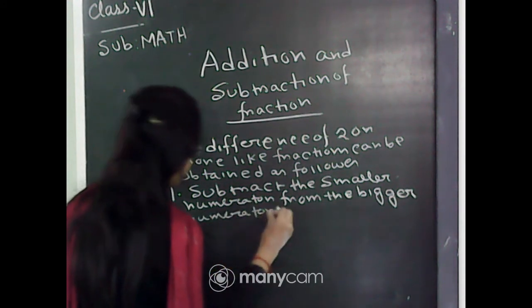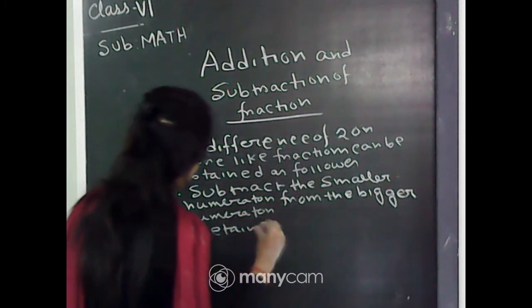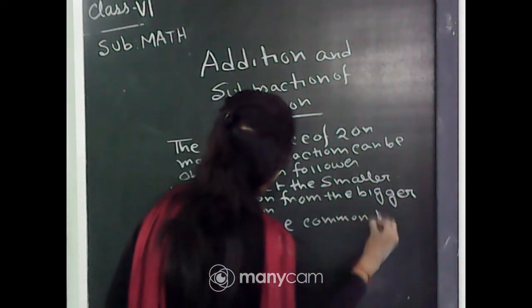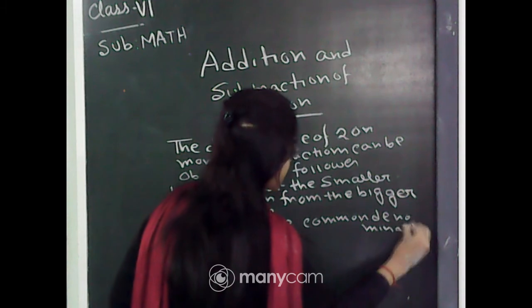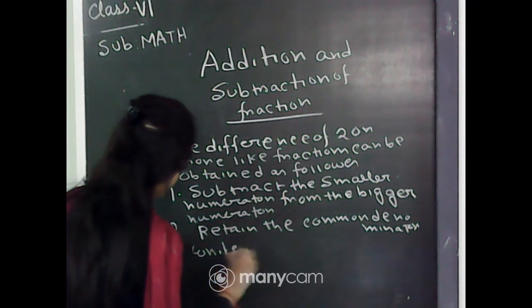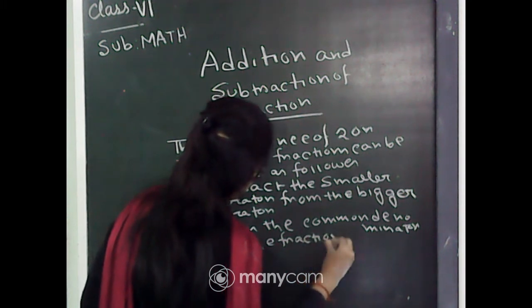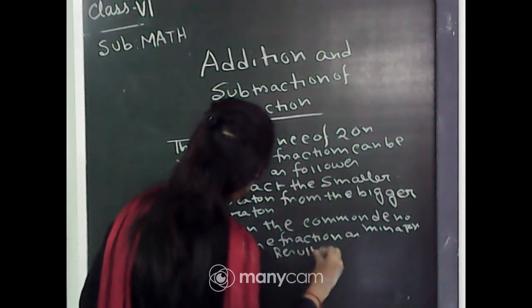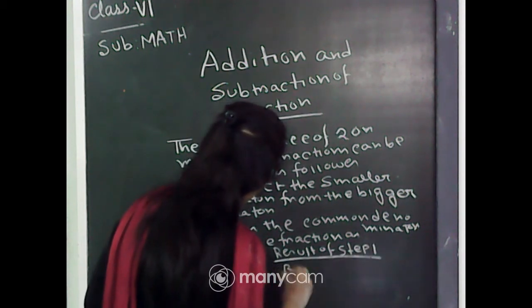Next, step 2, retain the common denominator. And step 3 is write the fraction as result of step 1 divided by result of step 2.